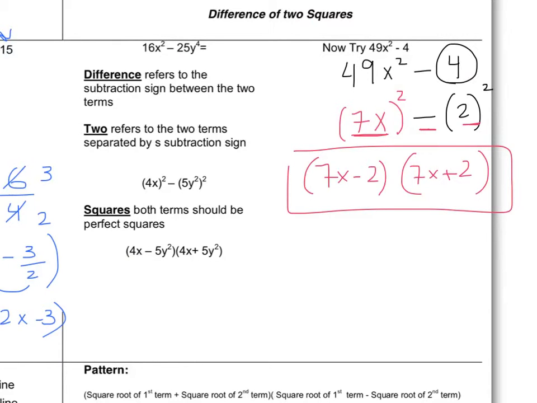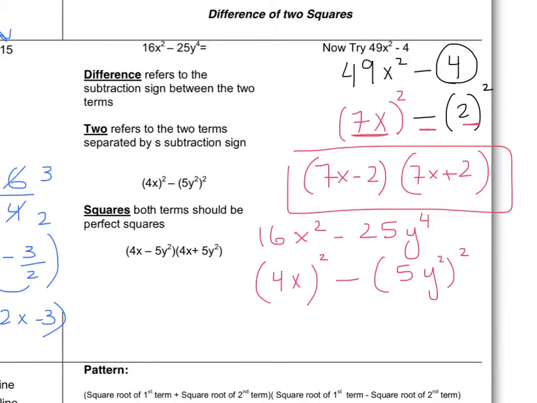Now let's do this one together. Try not to look at the work. Now 16 can be written as 4 to the power 2. Let's check. 4 to the power 2 is 16. X to the power 2 is x squared. So that's good. Now 25 can be written as 5 squared. Okay, now you can write y to the 4 as y squared squared. Remember, 5 to the power 2 is 25. Now y squared to the power 2, remember, if it's a power to a power, what do you do? You multiply them. So 2 times 2 is a 4.